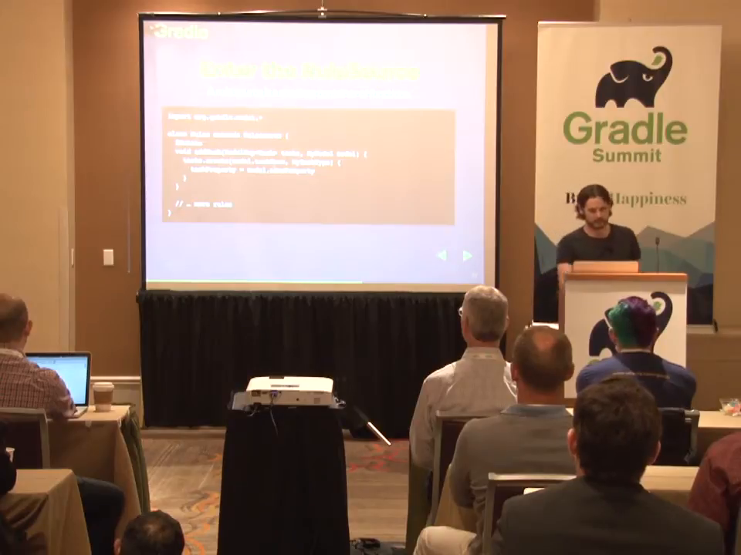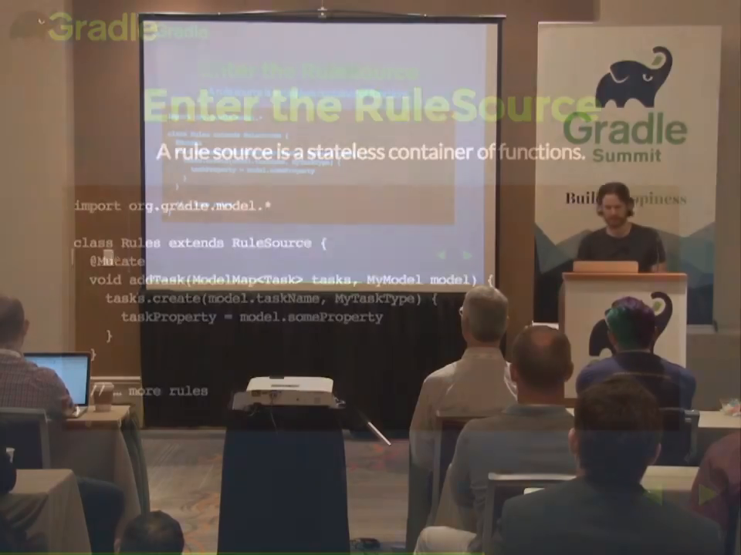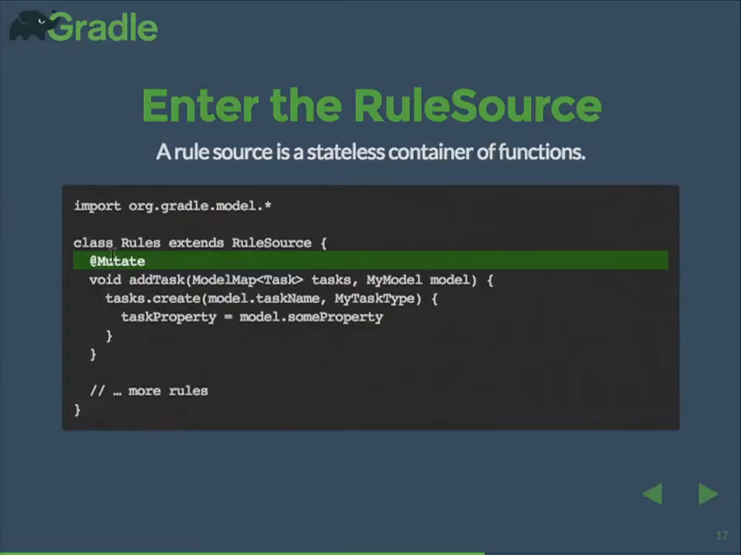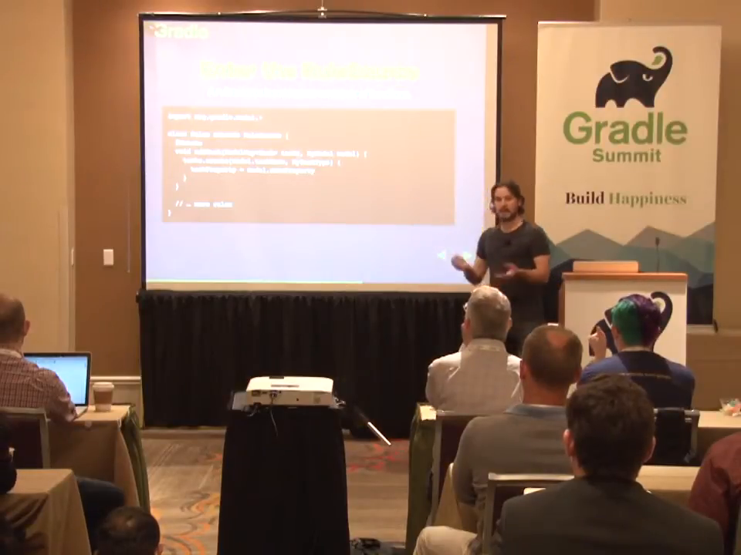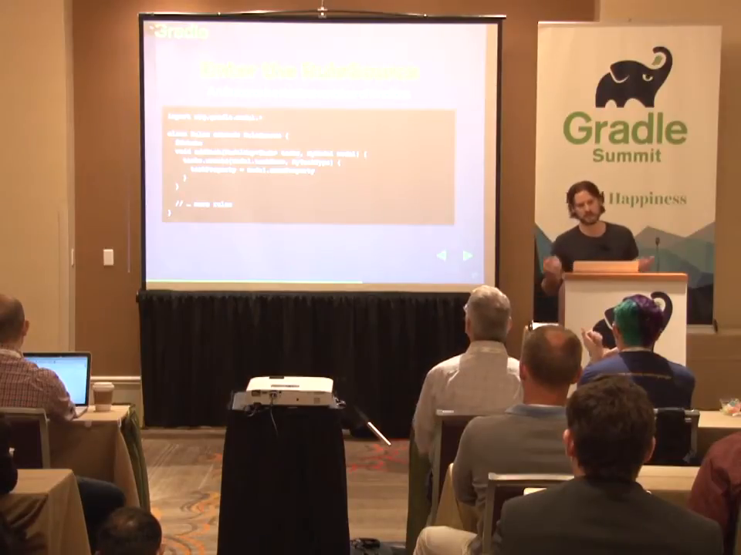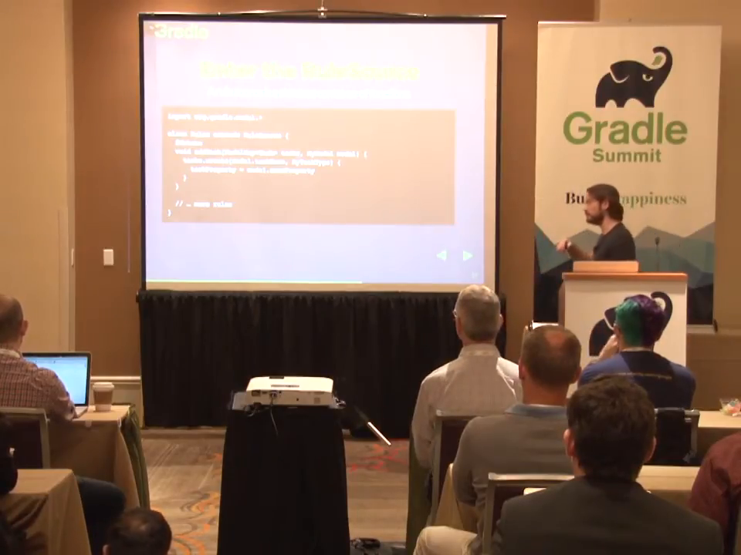So what do we have here? We have a method called addTask, taking some things in. We have this annotation here saying that this is a mutation rule. This rule is actually going to mutate something, and by convention, the thing that it's going to mutate is the first argument to the rule. This is what we call the subject. Everything else, all the other parameters to this method, are inputs. So here we have a rule that's going to create some tasks. This is the analog to the source set example before. I'm going to create a task based on some other model element, which might be a source set.